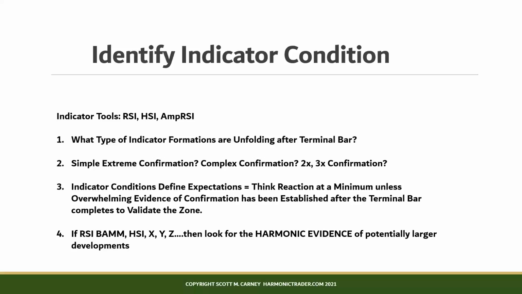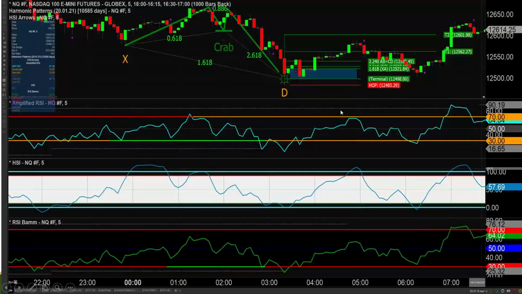So again, we're going to look at that. We're going to look at RSI BAM. We'll look at HSI and XYZ, all the other stuff that is the harmonic evidence for those potentially larger developments. So a lot there. Tomorrow, again, we're going to get into all of that.